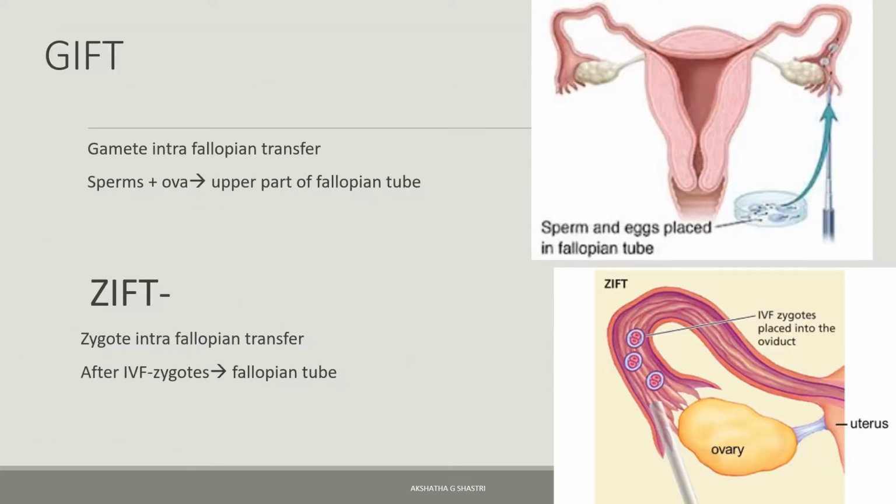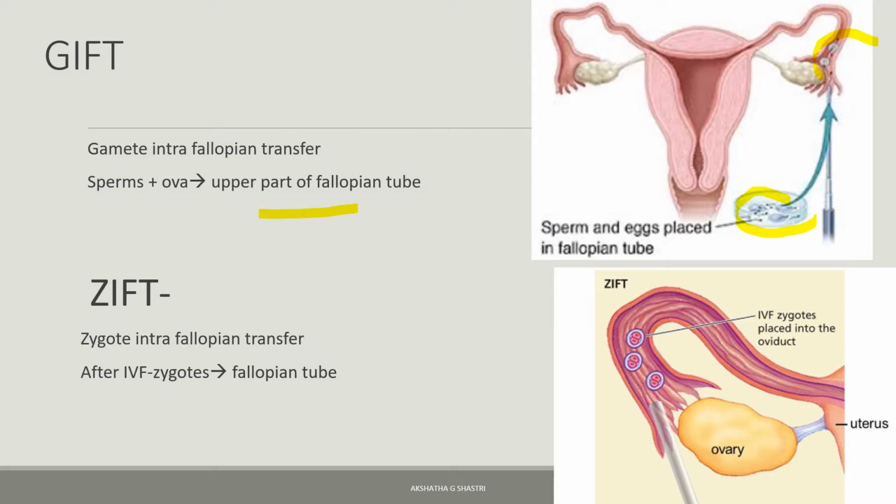Now let us go for GIFT, G-I-F-T, that means gamete intrafallopian transfer. This is also another method of assisted reproductive technology. Here, the sperms and ova are collected and introduced into the upper part of the fallopian tube. See here, they are collecting the sperms and ovum and transferring them to the upper part of the fallopian tube, where the fertilization takes place. Here just gametes are getting transferred.